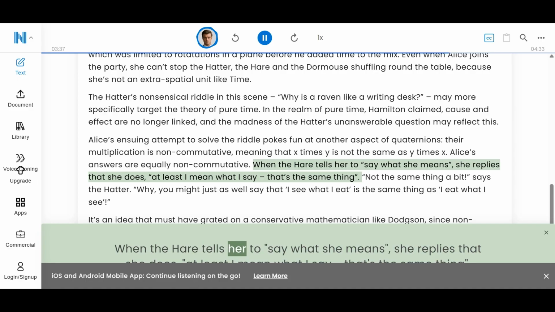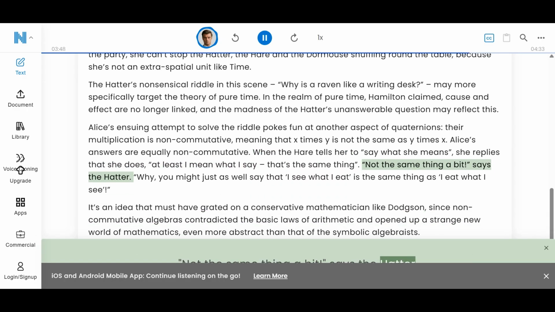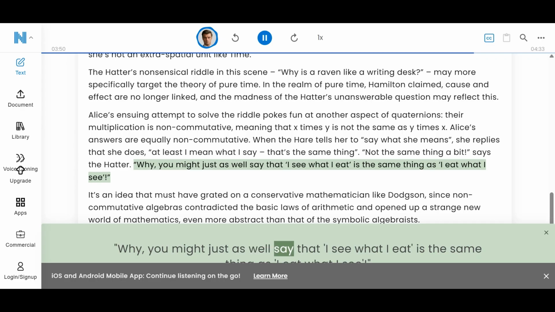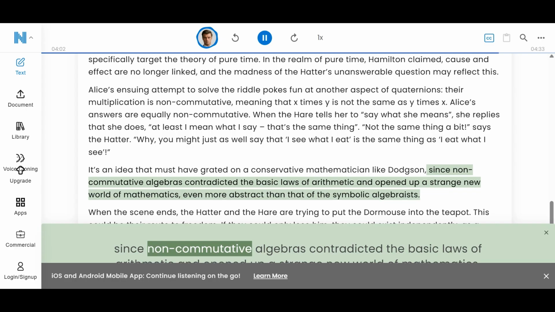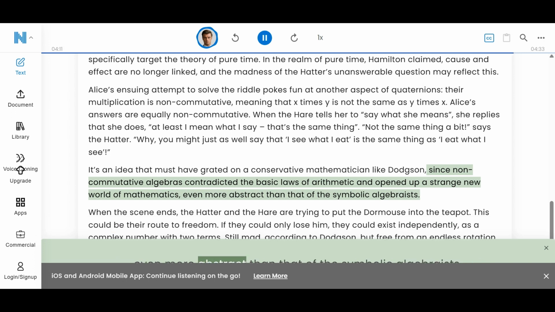When the Hare tells her to say what she means, she replies that she does. "At least I mean what I say." "That's the same thing." "Not the same thing a bit," says the Hatter. "Why, you might just as well say that 'I see what I eat' is the same thing as 'I eat what I see.'" It's an idea that must have grated on a conservative mathematician like Dodgson, since non-commutative algebras contradicted the basic laws of arithmetic and opened up a strange new world of mathematics, even more abstract than that of the symbolic algebraists.